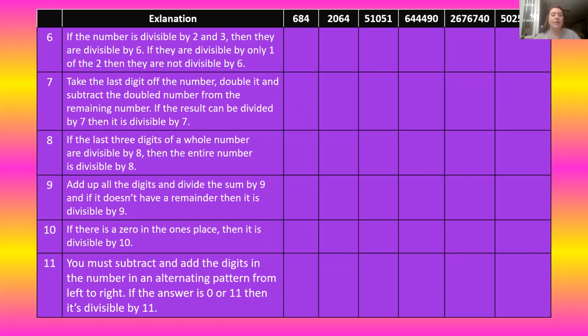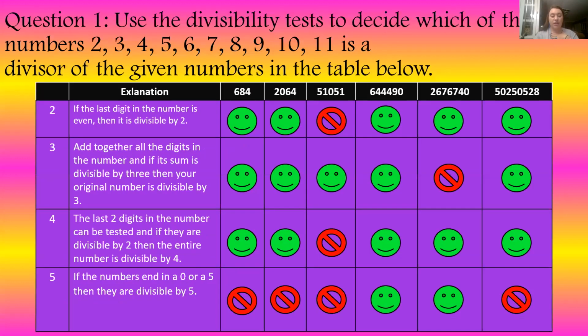Okay, so now testing for 6. If the number is divisible by 2 and 3, then it is divisible by 6. If it is divisible by only one of the two, then it is not divisible by 6. Okay, so going back and looking at the last ones, 2 and 3. 684 was divisible by both. 2064 was divisible by both. 51,051 was not divisible by both.